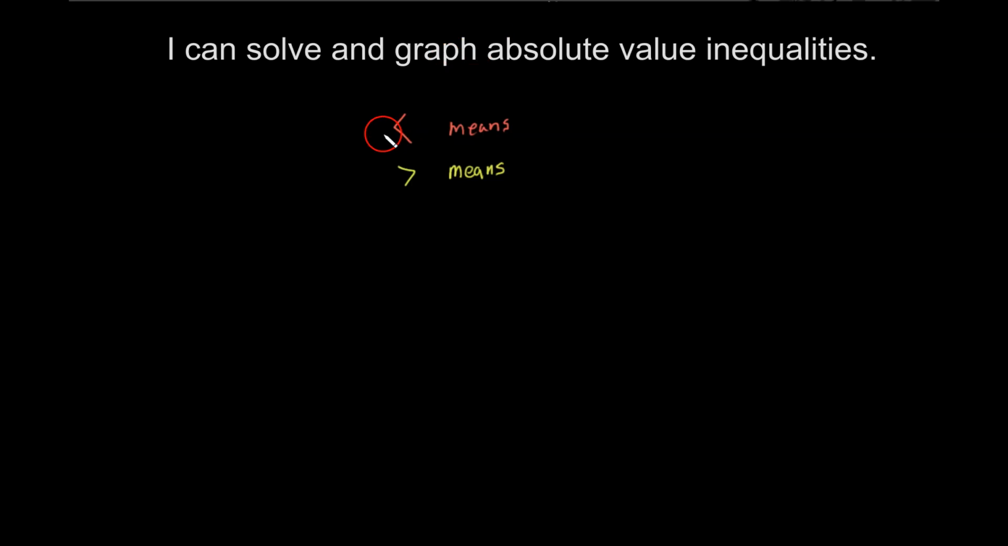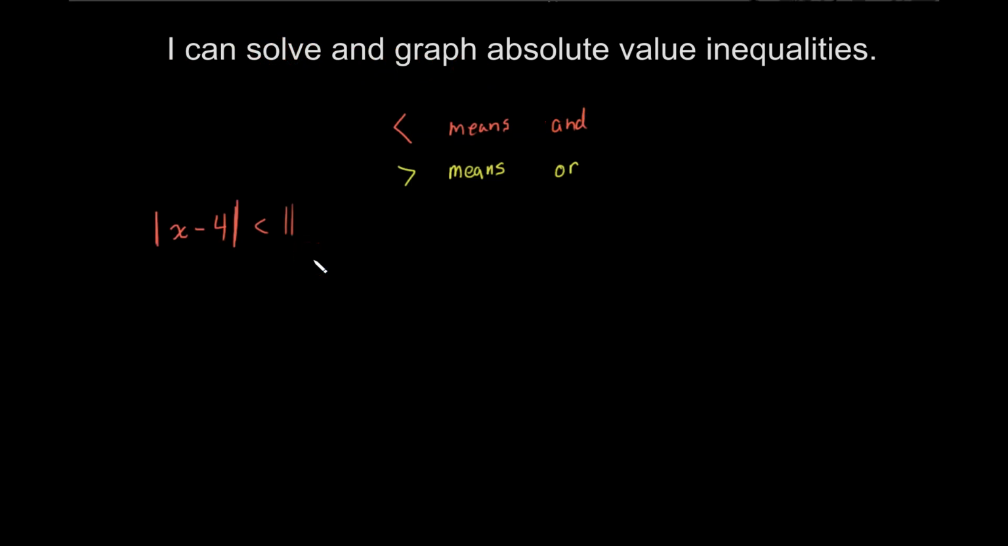Whenever we see a less than sign, this means an "and" compound inequality. And whenever you see a greater than, it means an "or." This is when we're dealing with absolute value inequalities. So the less than symbol means and, and the greater than symbol means or. Now let's look at our examples.